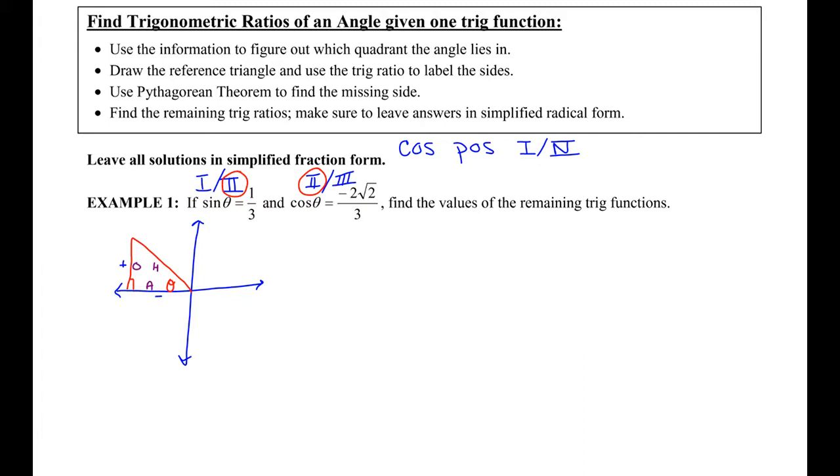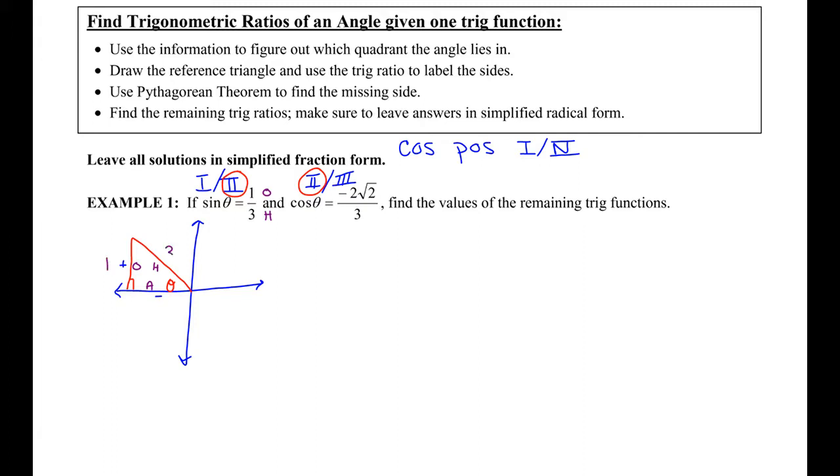Now I'm going to look at filling in the missing side lengths. For sine, we know that this is the trig ratio of opposite over hypotenuse. So along the opposite side, I will have a length of 1, and along the hypotenuse, I will have a length of 3.